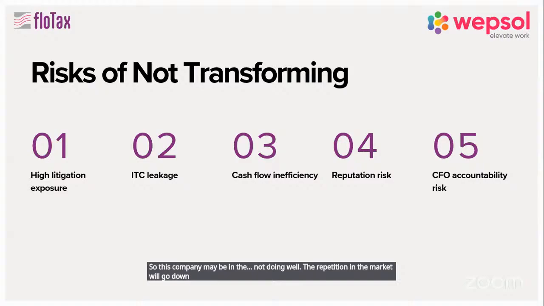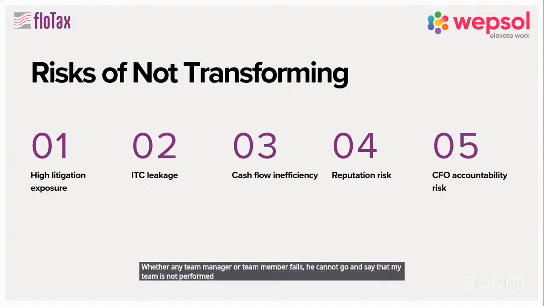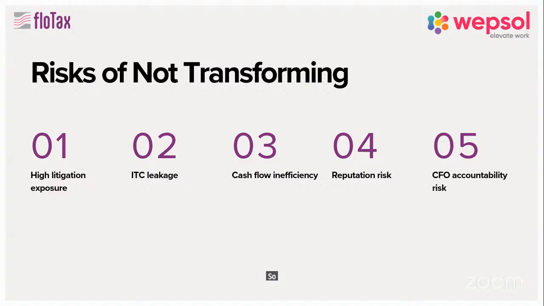And then CFO accountability risk. It is nothing but that overall department responsibility always lies with the CFO. Whether any team manager or team member fails, he cannot go and say that my team has not performed, because it is the responsibility of the CFO to ensure the team performs. So the CFO has to be accountable in this, otherwise his job will be at risk. Next, please.